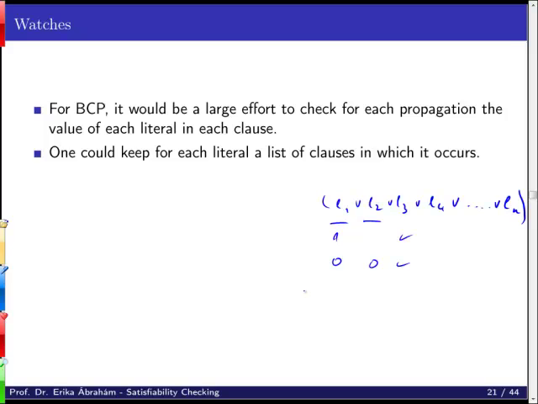So I will store in the list of L1 that for Ci, L1 is a watch literal. And for L2, I will also store that in Ci, L2 is a watch literal. And what happens now, if one of them becomes true, let's say L1 becomes true, what do I have to do? Nothing. This will not imply anything. The clause became true, so I can leave the literals as they are. What happens if one of them becomes false? Let's say L2 becomes false.